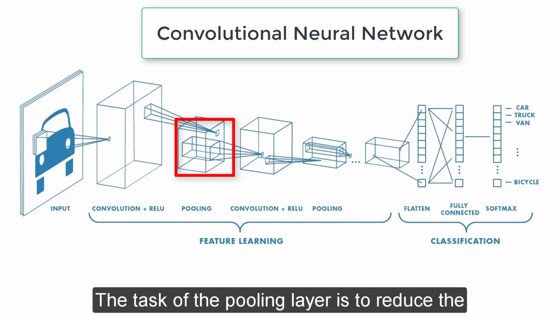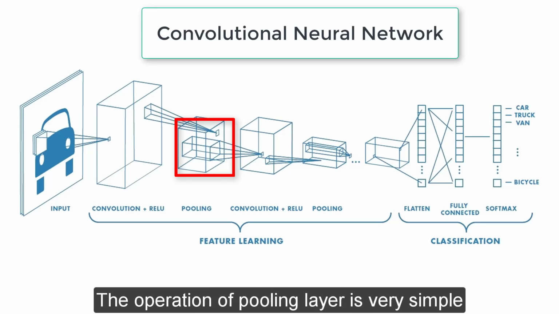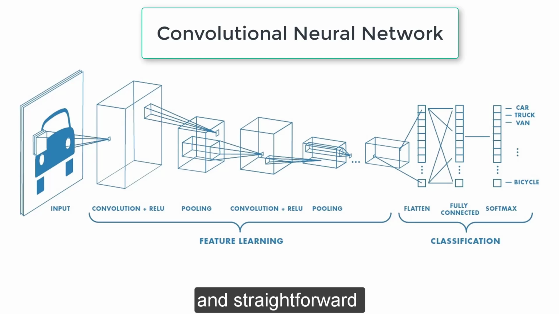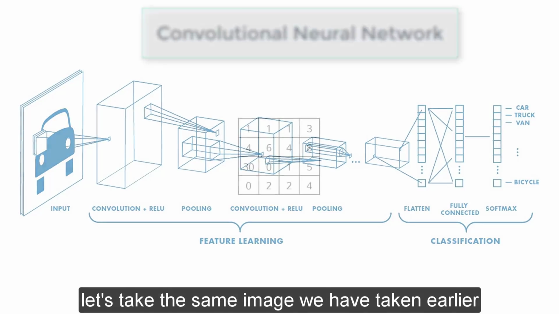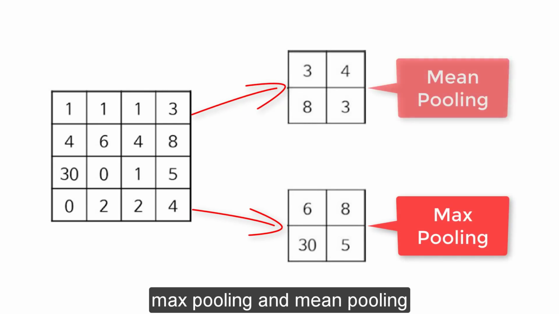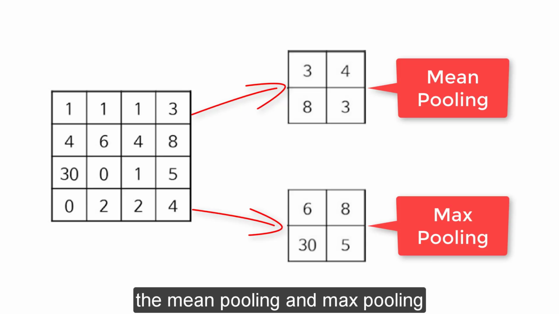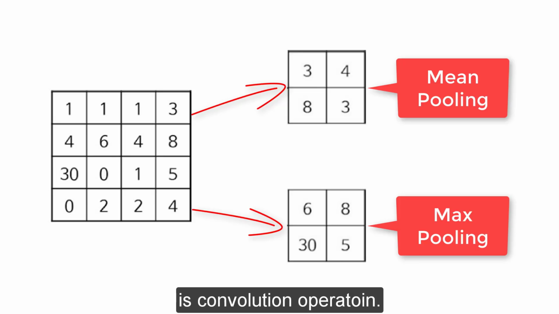The task of the pooling layer is to reduce the size of the image. The operation of the pooling layer is very simple and straightforward. To understand how it works, let's take the same image we have taken earlier to perform convolution operation. There are two types of pooling, max pooling and mean pooling. From a mathematical perspective, calculating the mean pooling and max pooling is convolution operation.